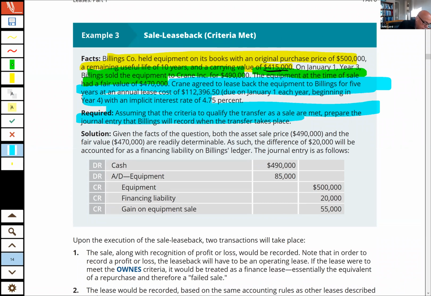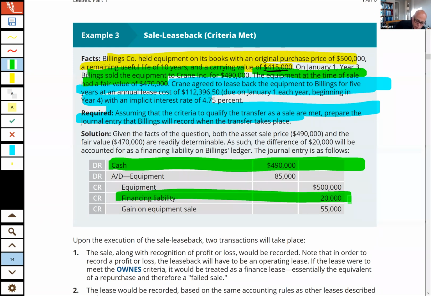Notice we're going to get the 490,000 of cash, but because the equipment only had a fair value of 470,000, we're going to take this 20,000 as financing, because it's sort of like they're lending you money since they bought the equipment from you for more than what it was worth. So they're in effect lending you 20,000. We set that up as financing. Now we sold the equipment for 470,000, and it had a book value of 415,000. So 470 minus 415 means we've got a gain here of 55,000.